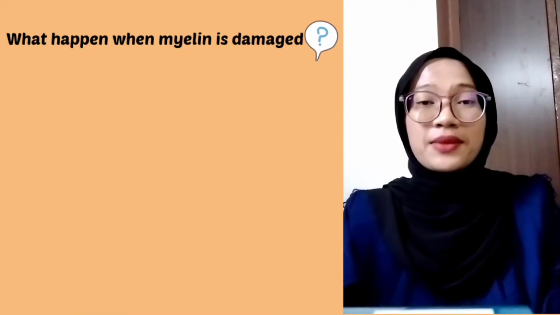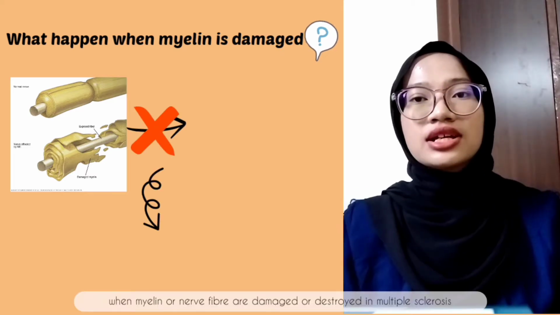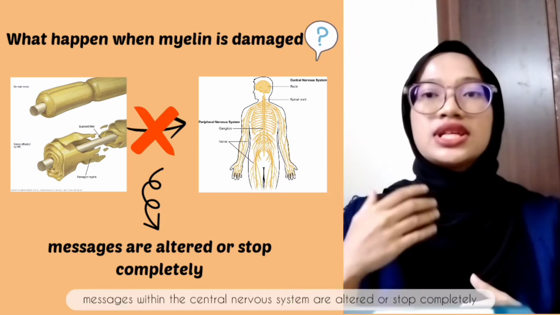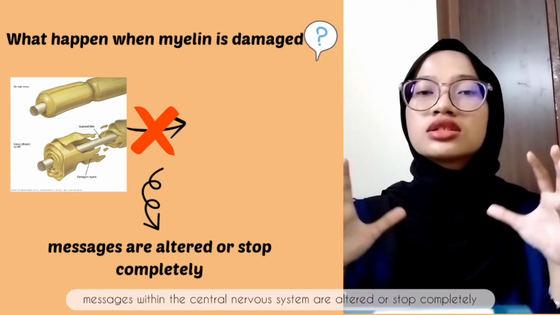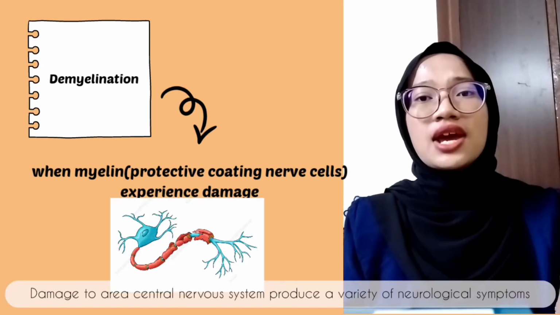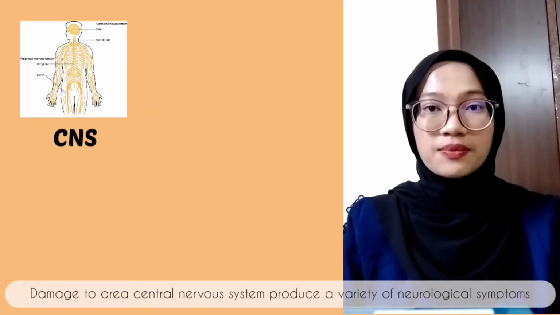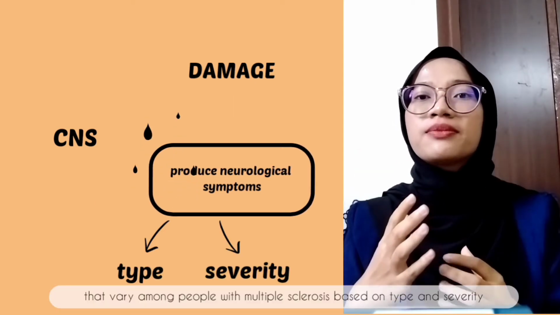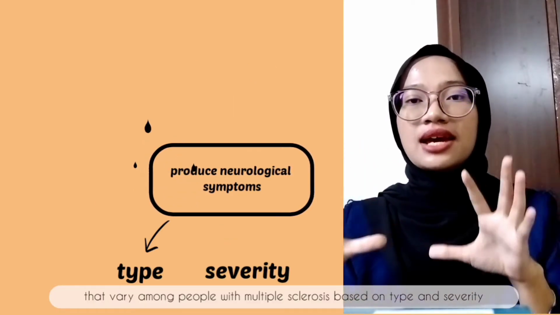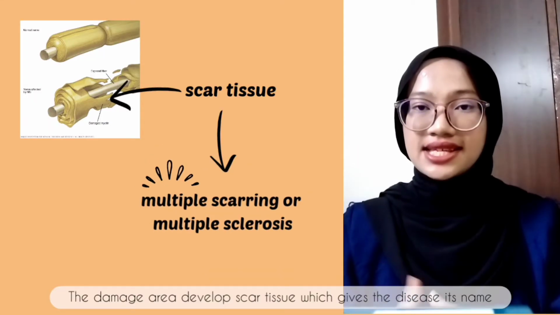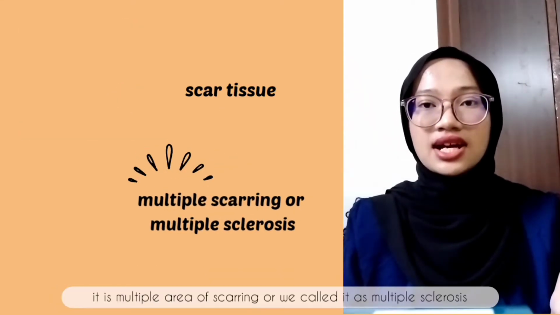What happens when myelin is damaged? When myelin or nerve fibers are damaged or destroyed in multiple sclerosis, messages within the central nervous system are altered or stopped completely, or we call it as demyelination. Damage to areas of the central nervous system may produce a variety of neurological symptoms that will vary among people with multiple sclerosis based on the type and severity. The damaged area develops scar tissue, which gives the disease its name. It causes multiple area of scarring, or we call it as multiple sclerosis.